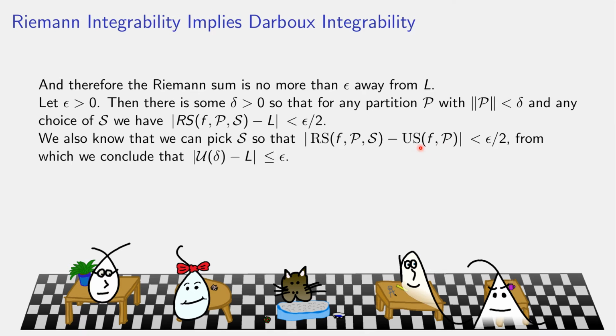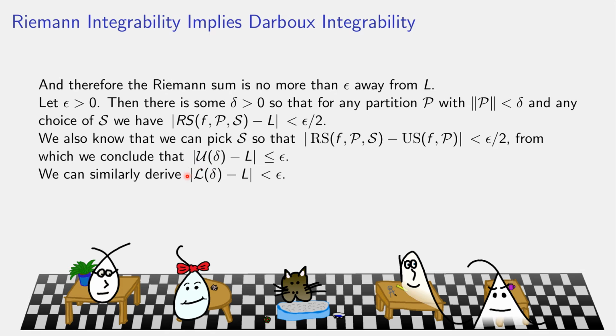We conclude that the upper sum is no more than epsilon away from L, using a geometrically named inequality, the triangle inequality. You can cut out the middleman of the Riemann sum and directly compare the upper sum to L, and the distance is no more than the sum of these two, which is epsilon. But this was for any partition you want. If the upper sum is never more than epsilon away from L, then the supremum of all possible upper sums can't be more than epsilon away from L. In other words, U of delta is no more than epsilon away from L.